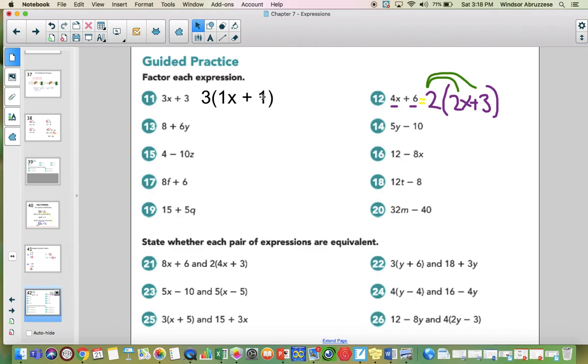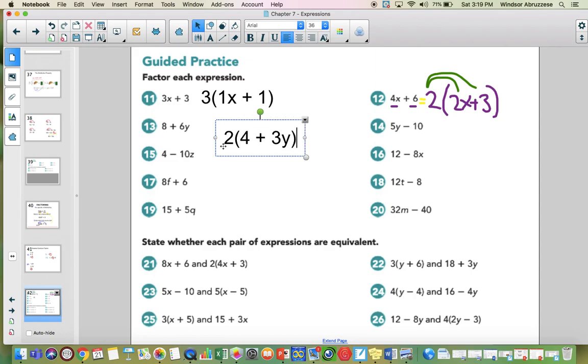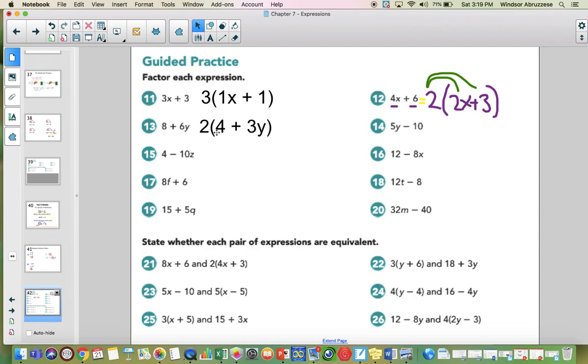Okay, so what'd you get for number 13? You should have 2 times the quantity of, remember parentheses we say times the quantity of, 4 plus 3y. Double check it by distributing, you got it correct. Number 14, 5y minus 10. The GCF is 5, so you're left with 1y, or let's just put y, minus 2. Okay, double check by distributing.